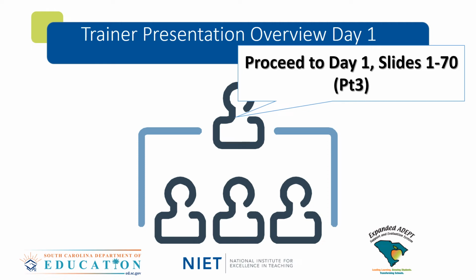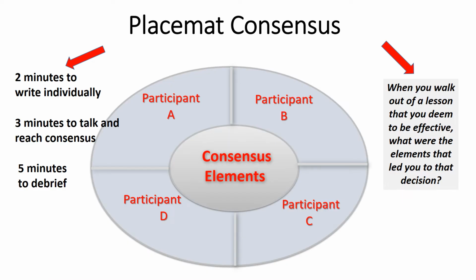Welcome to part 3. We'll pick up at slide 47. The initial review of the rubric begins on slides 47 through 51 with the placemat consensus activity.